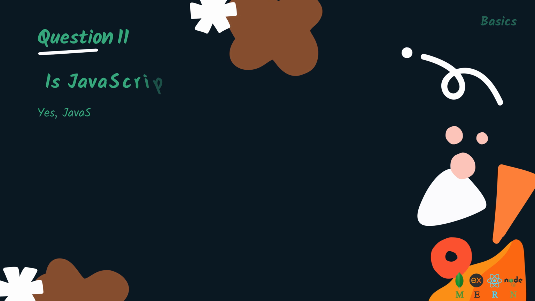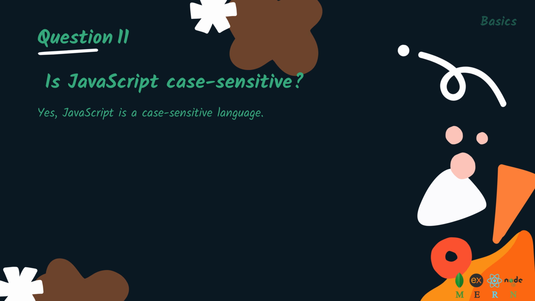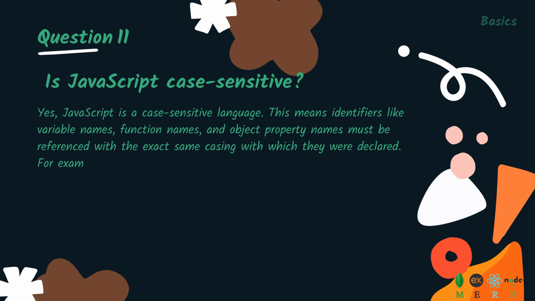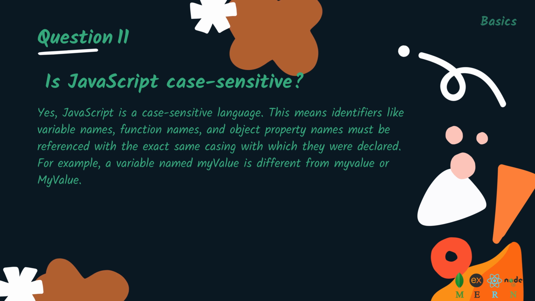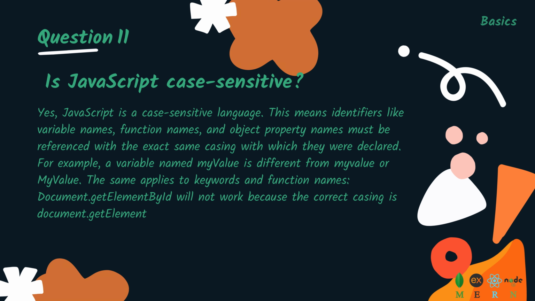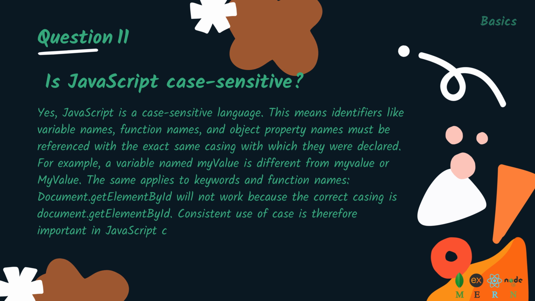Is JavaScript case-sensitive? Yes, JavaScript is a case-sensitive language. This means identifiers like variable names, function names, and object property names must be referenced with the exact same casing with which they were declared. For example, a variable named myValue is different from MyValue or myvalue. The same applies to keywords and function names. Document.getElementById will not work because the correct casing is document.getElementById. Consistent use of case is therefore important in JavaScript coding.